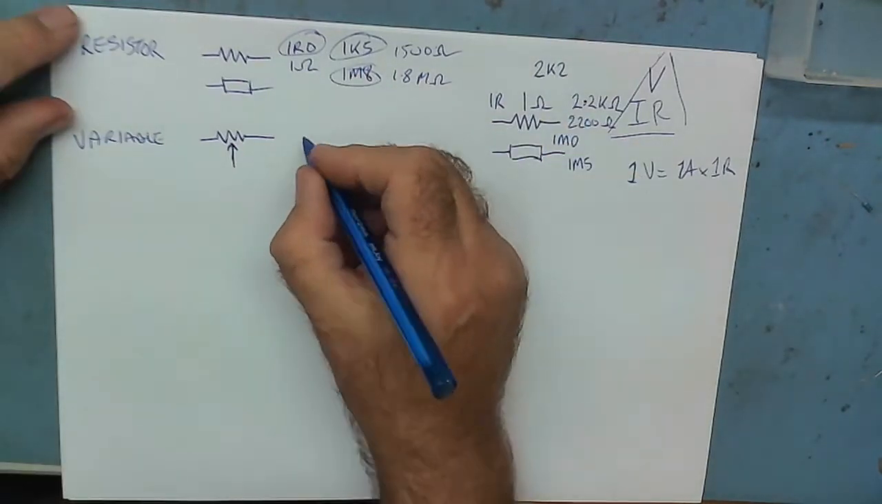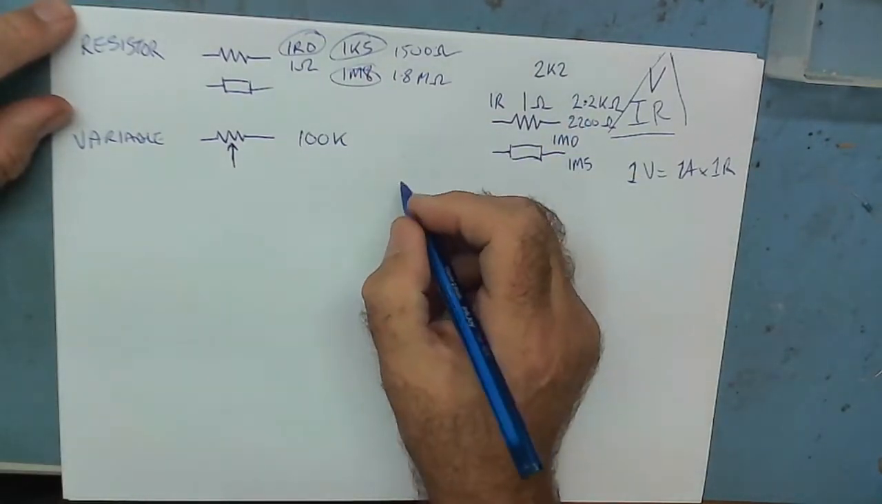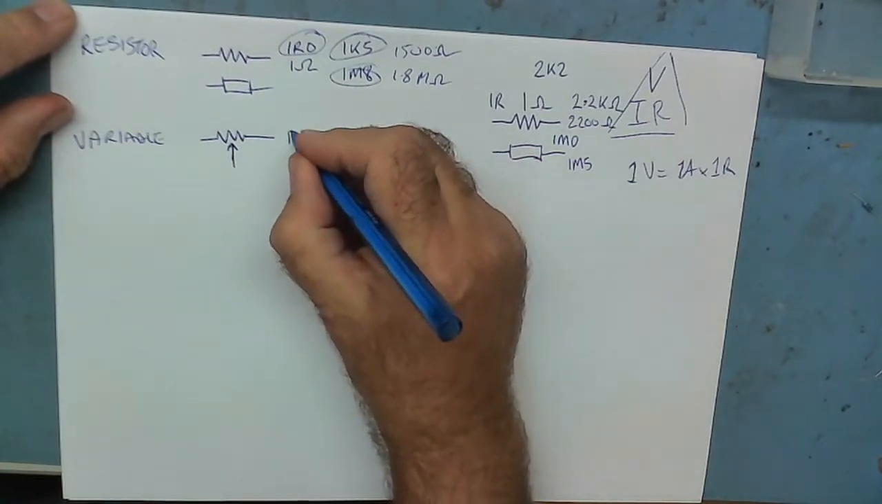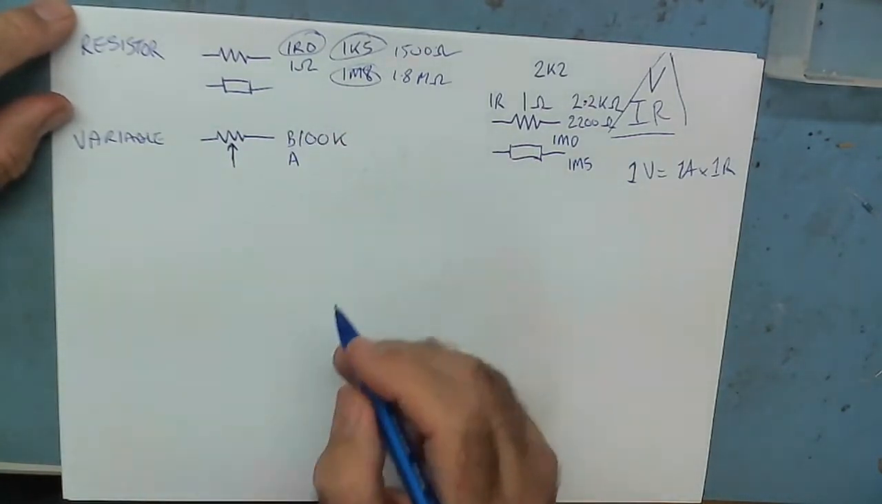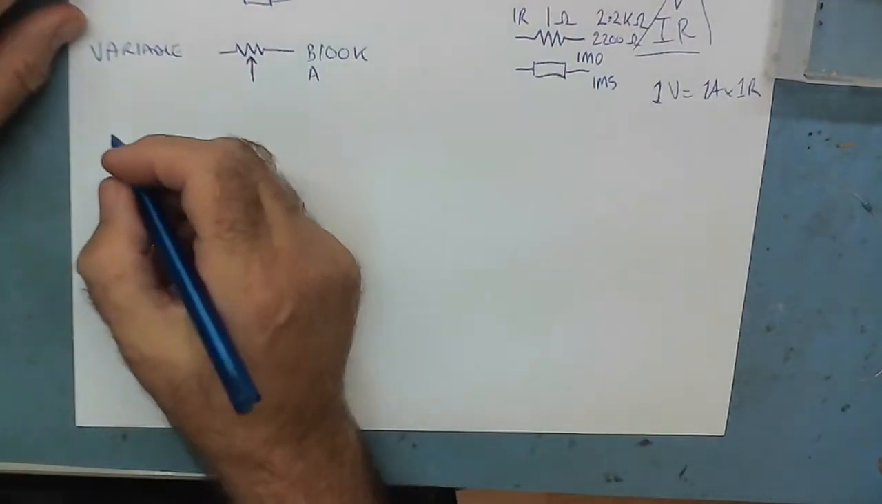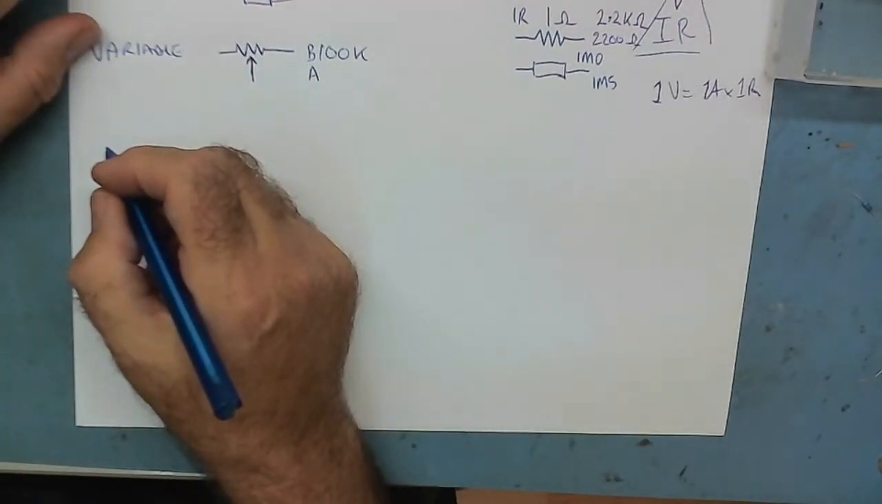I showed you some. You found like 100K. You'd often find ones that say B or A. This will be a linear or logarithmic scale, so that's how they normally marked. Then what else do we have?